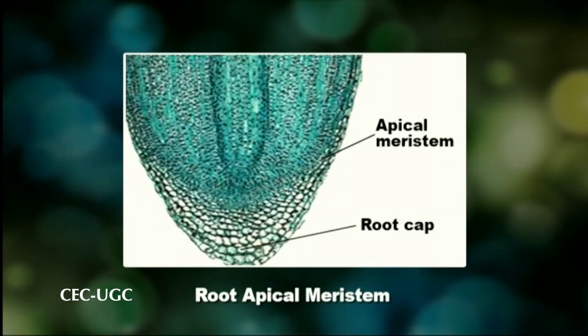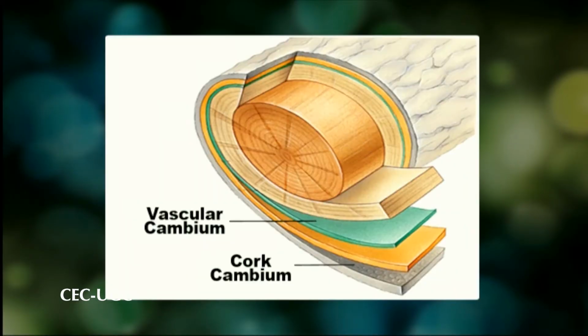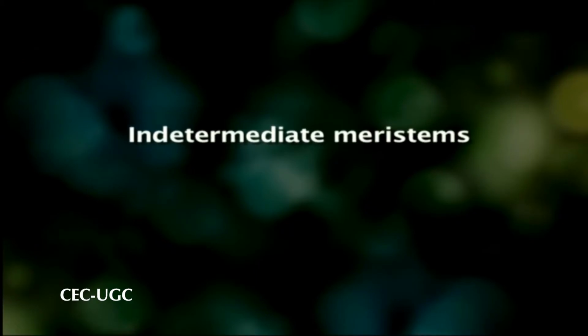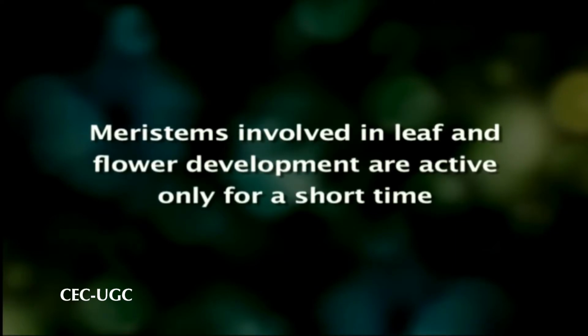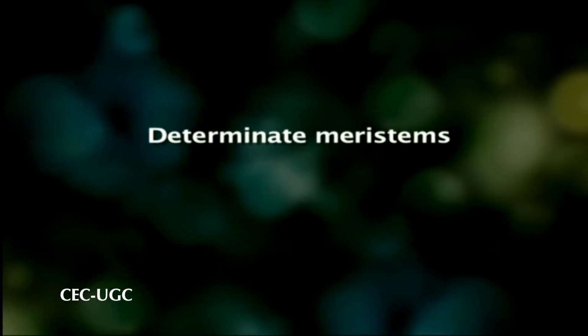Shoots and root apical meristems and vascular cambium remain active throughout the plant's life. Hence, they are referred to as indeterminate meristems. In contrast, meristems involved in leaf and flower development are active only for a short time and are used up in the formation of these organs. They are called determinate meristems.